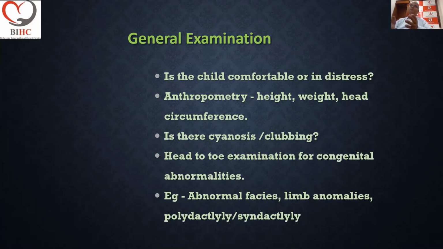Once you have confirmed that the child is not in distress, you have time to examine the child. You will go the pediatric way with anthropometry leading the list with height, weight, and head circumference. Each of these could have a bearing on a cardiac diagnosis also. We would like to see whether there is cyanosis or clubbing. We would do a head-to-toe examination for congenital abnormalities like abnormal facies, limb anomalies, polydactyly, syndactyly. These things may be clues to specific congenital heart disease.